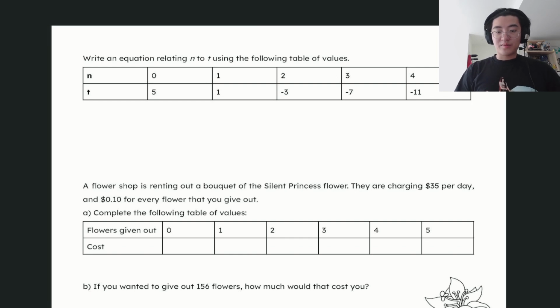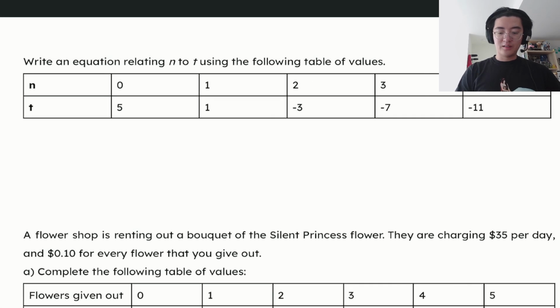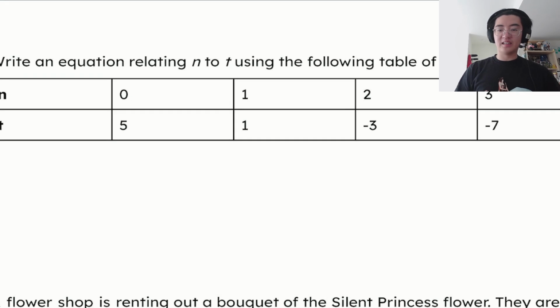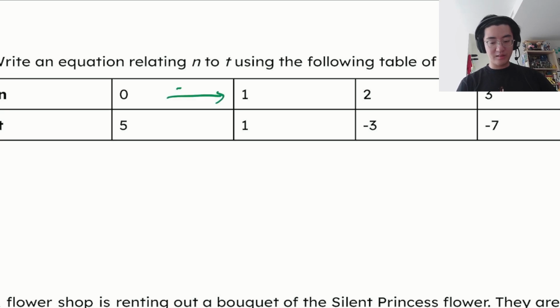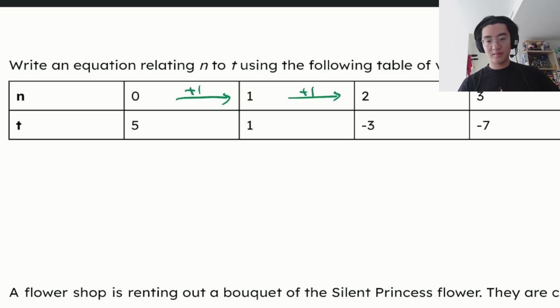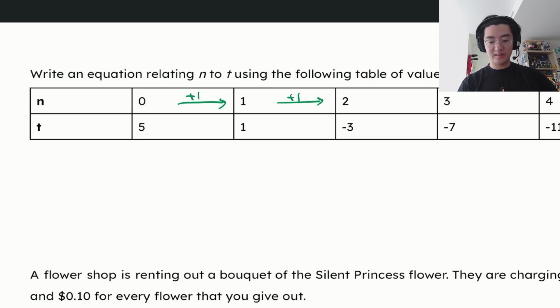Right, and now, of course, we can also use a table. Looking at just the n here, we know that n is going up by 1 each time, whereas t is subtracting by 4 each time. So that's our pattern. So we know something right away.